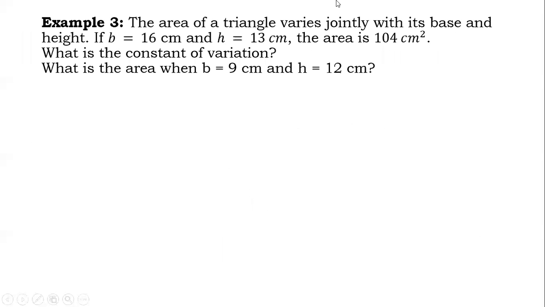Example number 3: the area of a triangle varies jointly with its base and height. If the base is equal to 16 centimeters and the height is equal to 13 centimeters, the area is 104 square centimeters. Our task is to find the constant of variation and also the area when the base is 9 centimeters and the height is equal to 12 centimeters. The first thing we're going to do is translate this statement into a mathematical equation.